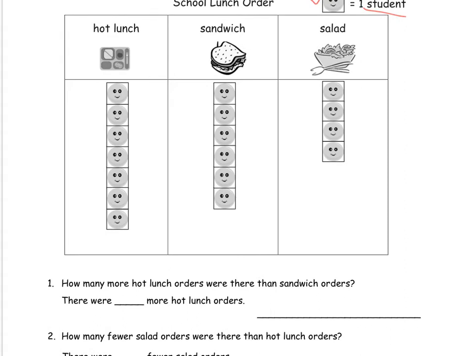how many more hot lunch orders were there than sandwich orders? So hot lunch, sandwich. I see that for sandwich I have 1, 2, 3, 4, 5, 6, and I'm going to write that there. Hot lunches I have 1, 2, 3, 4, 5, 6, 7. So they want to know how many more were made, meaning we're going to find a difference. And I know that it's going to be 1. Now I need to write my number sentence of how I solve that. And I'm going to do 7 minus 6 equals 1 to show how I got that 1.